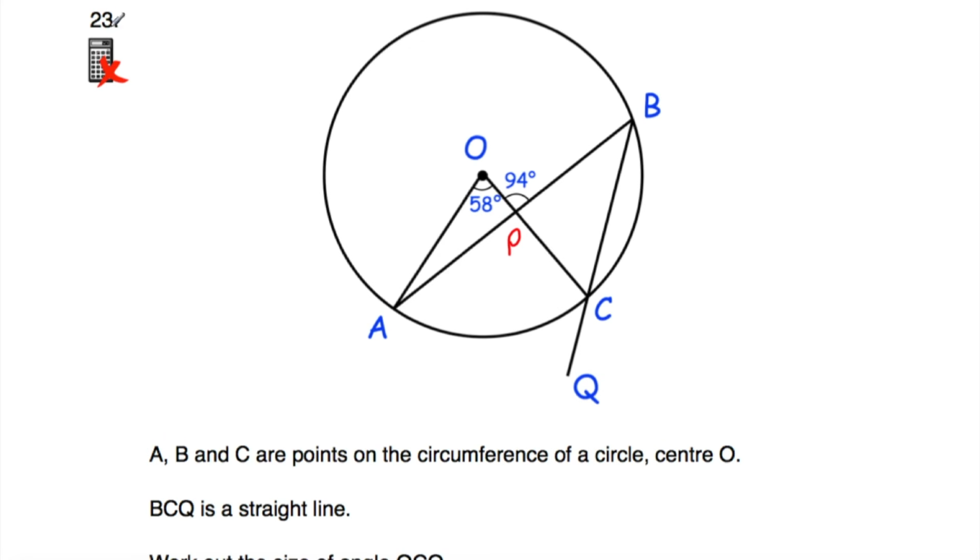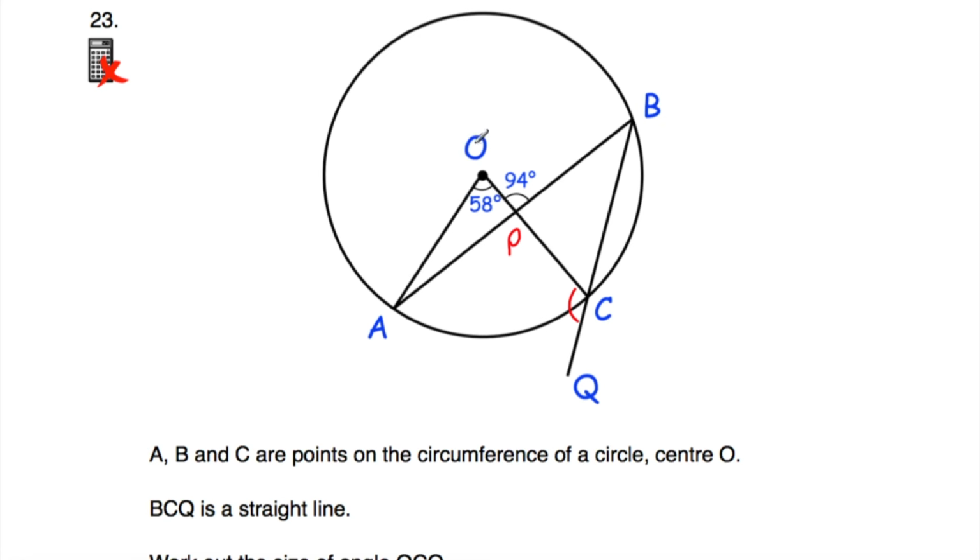Okay, let's have a look at our next question, question number 23. We've been given this diagram and we've got the points O, which is the centre of the circle, and A, C and B, which are points on the circumference of the circle. We're told that BCQ is a straight line and the lines AB and OC cross at the point P. And we've been asked to work out the size of angle OCQ. So OCQ, that's the size of this angle here.